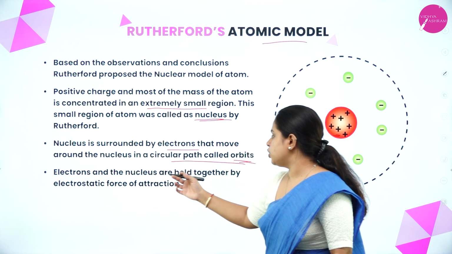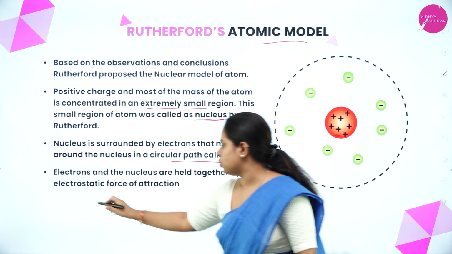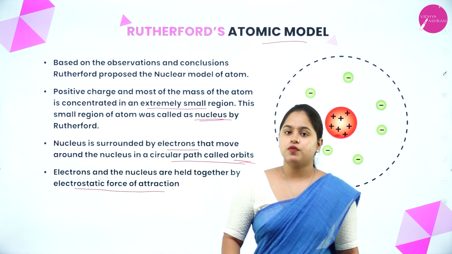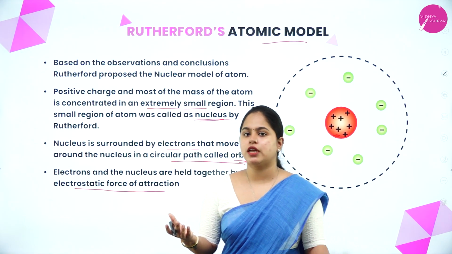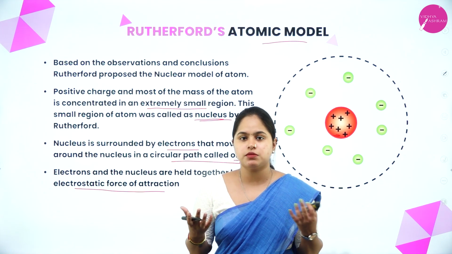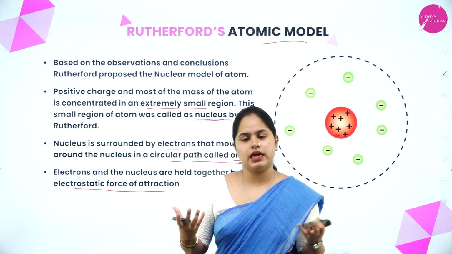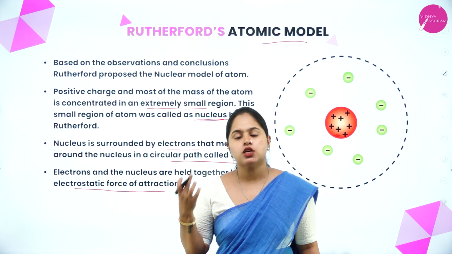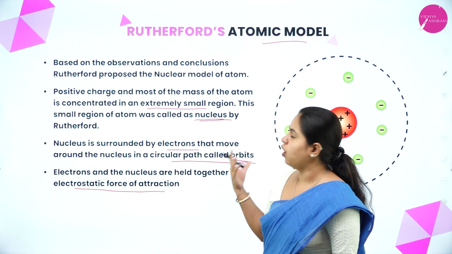Now, electrons and the nucleus are held together by electrostatic force of attraction. So we know that your nucleus is positively charged and your electrons are negatively charged. So there will be an electrostatic force of attraction between them. So they will be held in their places. Right? So this is Rutherford's nuclear model of atom.